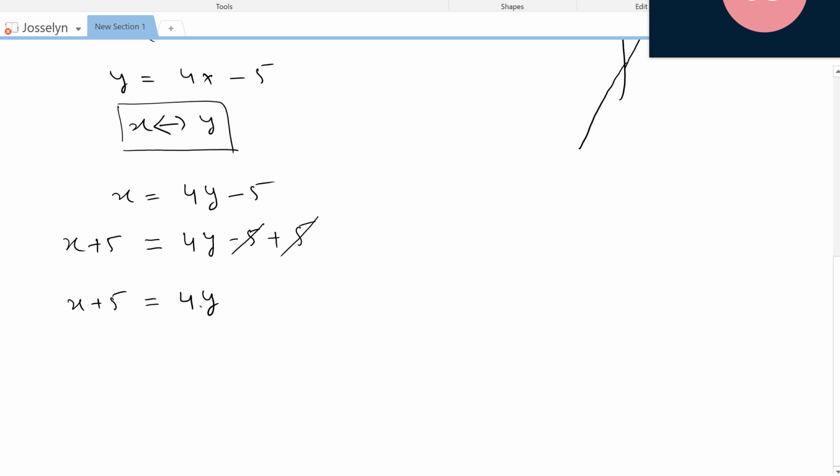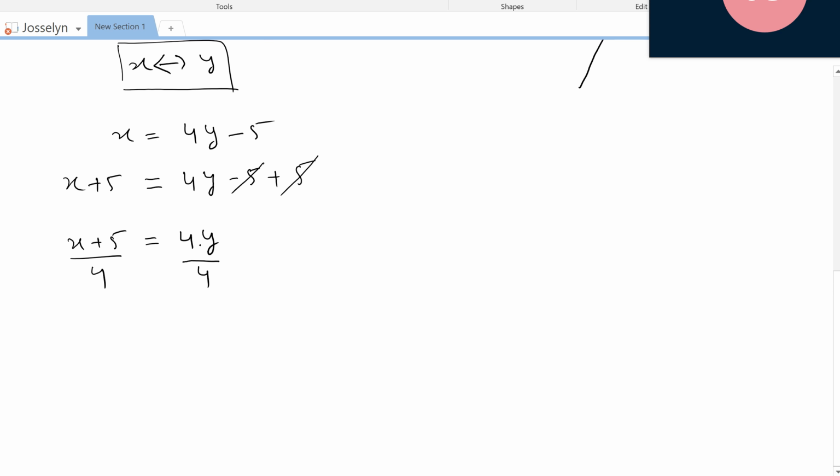Okay. And now the next step is you have to get rid of the 4. And 4 is multiplied by y. And opposite of multiplication is division. So you divide both sides by 4. 4 divided by 4 is just 1. So 1y or just y. It's the same thing. 1 times y is going to be y. So y equals 4x over 4 plus 5 over 4.